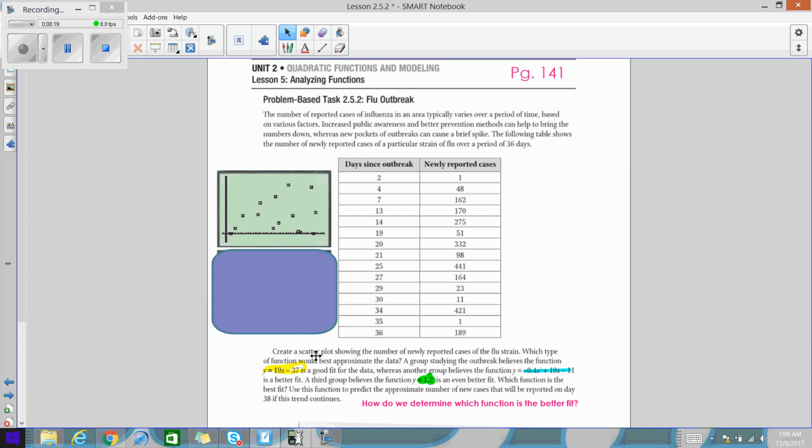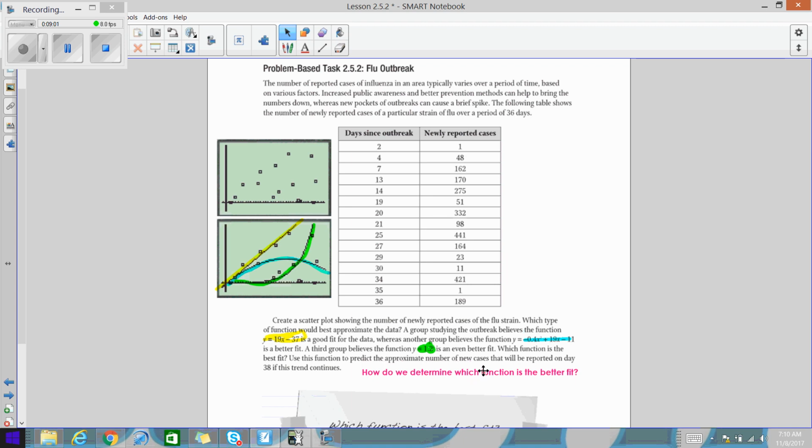And what I mean by that is down here it says create a scatter plot showing the number of cases. Well, we're not going to do this. I've already done it for you. All right. So it says a group studying the outbreak believes this function, which is linear, is a good fit for the data, whereas another group believes that this function, the quadratic, is a best fit, and a third group believes that exponential is a best fit. Which function is the best fit of data? All right, so what we're going to do is we're going to look and we're going to say, holy cow, if we put all three of these on here, some of these look good for linear, some of these look good for quadratic, and some of these look good for exponential. So what's going to be best? What's going to best fit our values? So, all right, here's the deal.